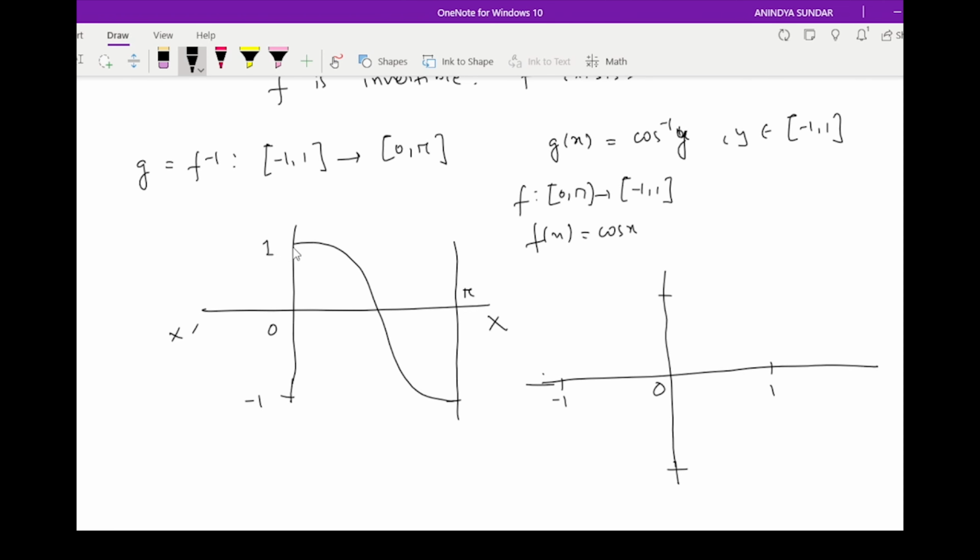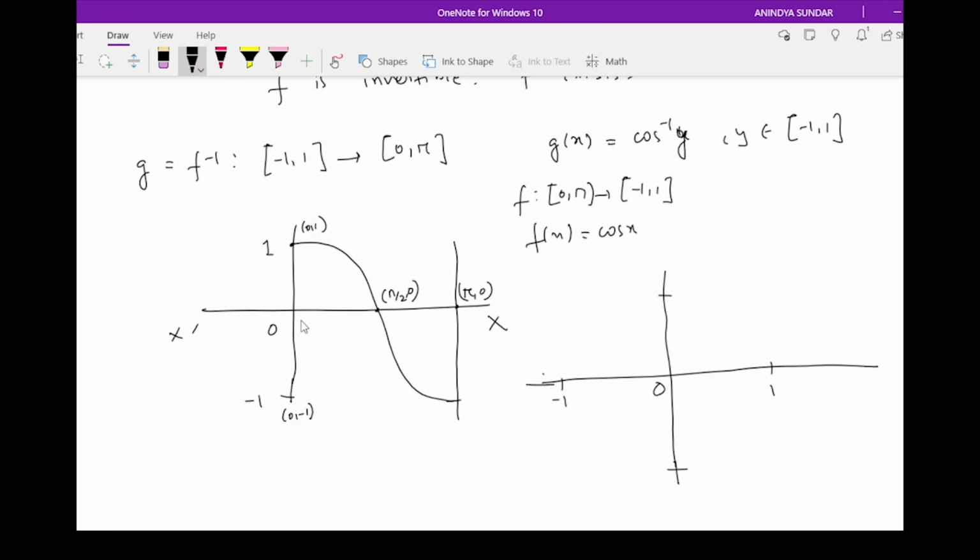So what are the coordinates? What is the coordinate of this particular point? The coordinate of this particular point is 0, 1. This will be 0, -1. This point will be pi, 0. And this point will be pi by 2, 0. Now if I plot these in the inverse function, 0, 1 will become 1, 0.